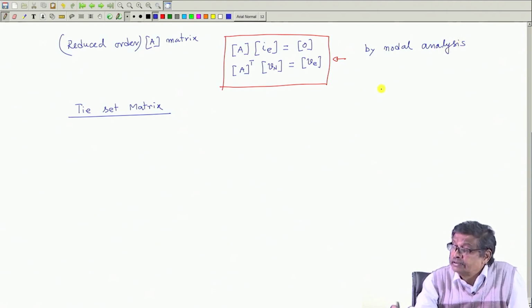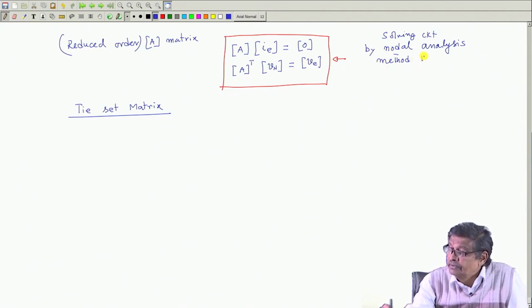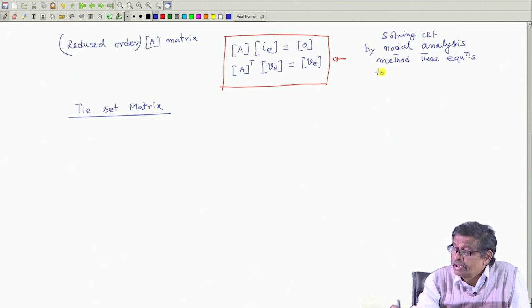By nodal analysis method, solving circuit by nodal analysis method, these equations to be used, only make a point to be used.